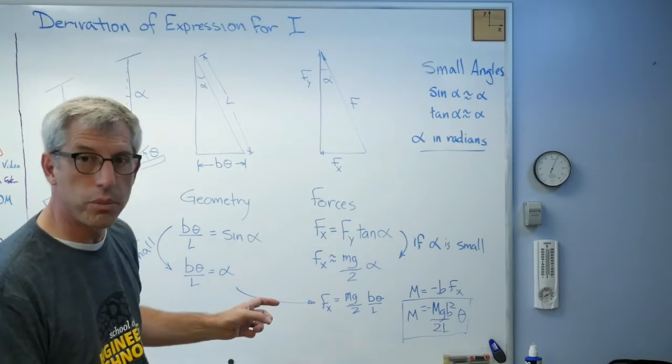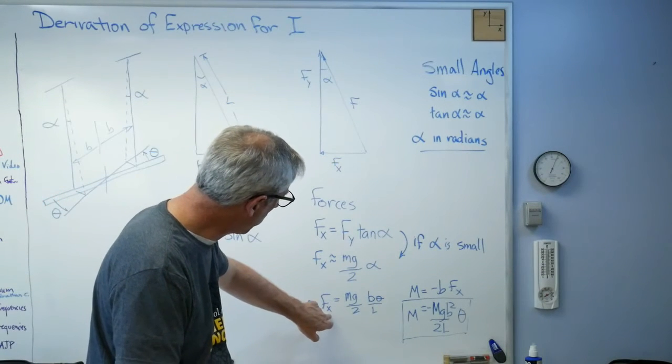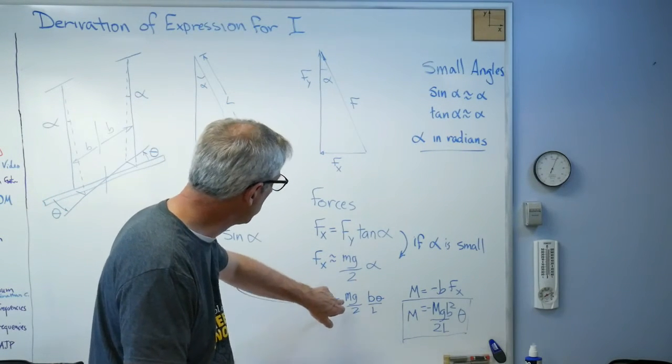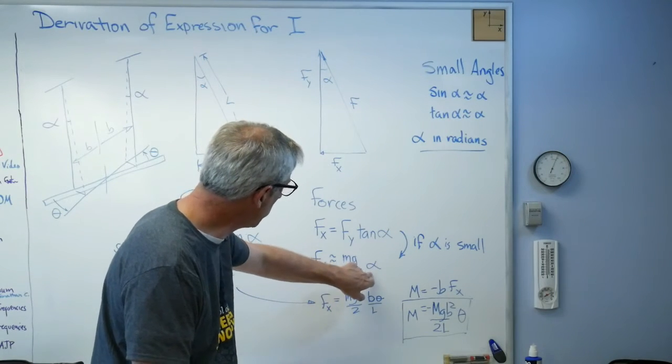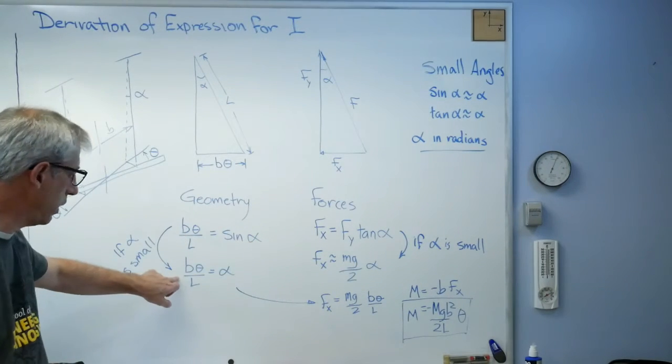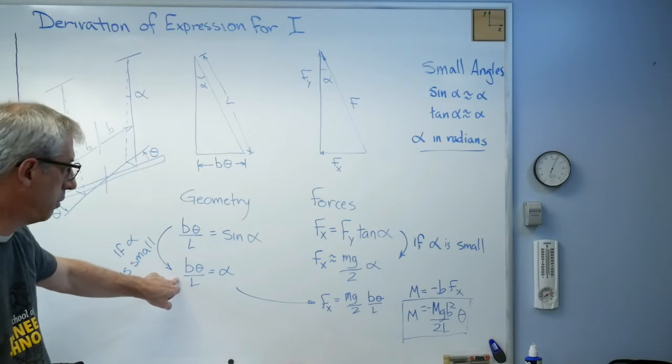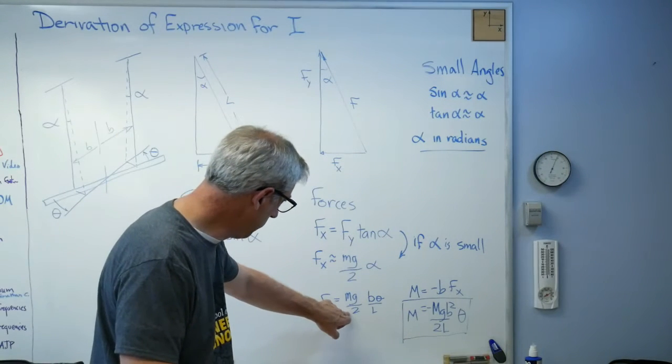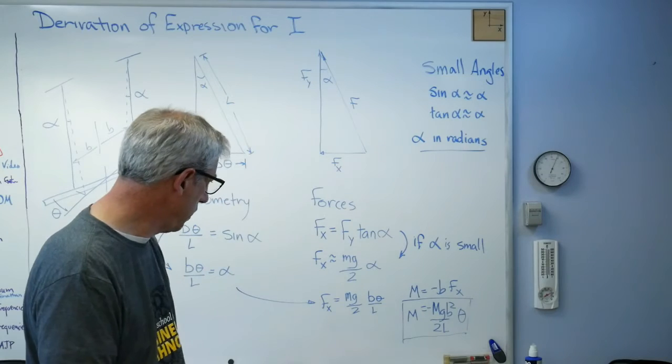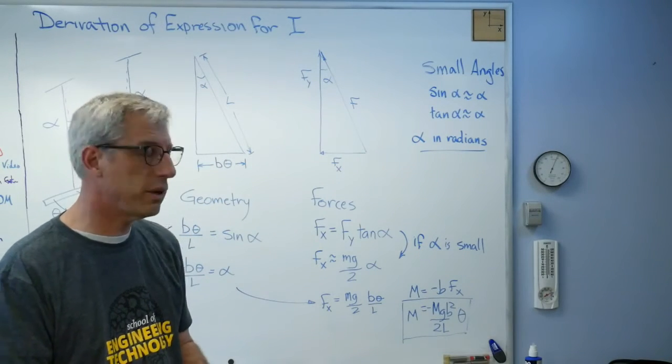So I'm starting to run out of board here. The horizontal force is mg over 2 times alpha. Well, I know what alpha is. It's over here, if the angle is small. So that's what I get. There it is right there. That's the expression for the horizontal force.